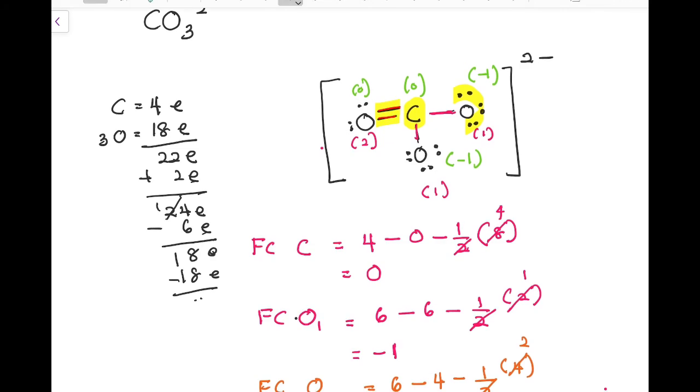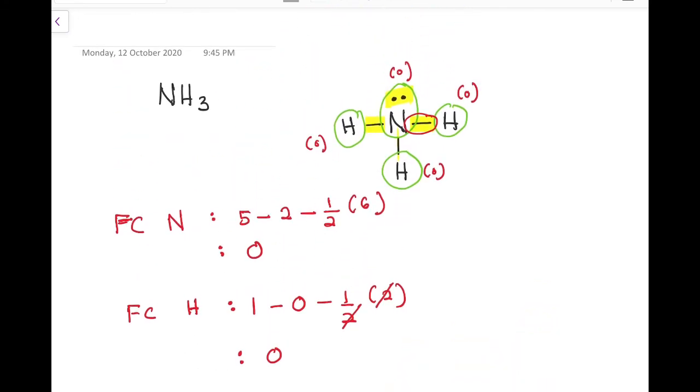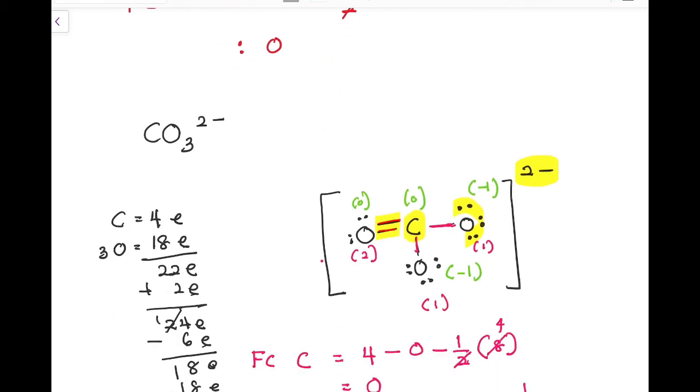And now, where does this 2 negative value come from? It comes from the sum of the formal charges in this molecule. 0, 0, negative 1, negative 1, so it becomes negative 2. So the charge outside the square box represents the sum of the formal charges in a molecule. If we look at the first example, the charge is 0, because the total charge inside the molecule is equal to 0.